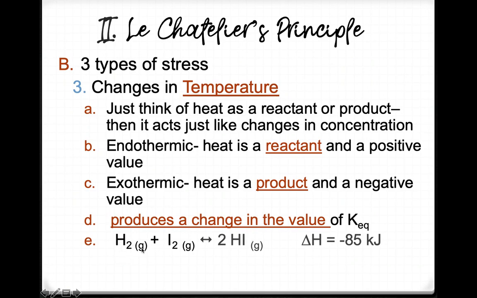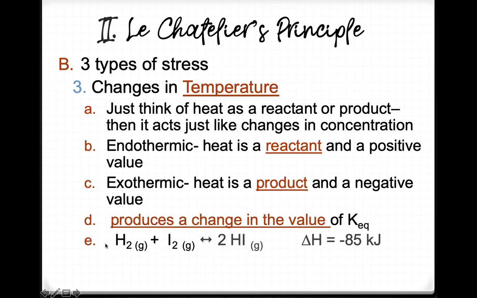So first of all, I noticed that they're all gases. I noticed that this has 2 moles of gas and so does this. So pressure is not going to change very much. But I also noticed that this is an exothermic reaction because the delta H is negative. So if I heat up this product, this side already has a lot of extra heat. So it would shift to the reactant side to relieve that stress because there's too much heat.